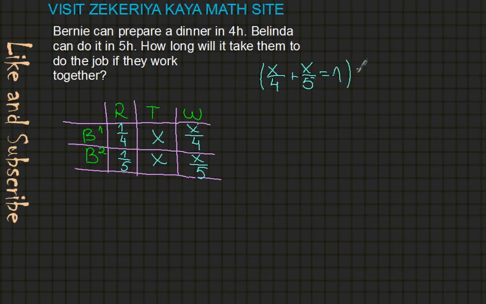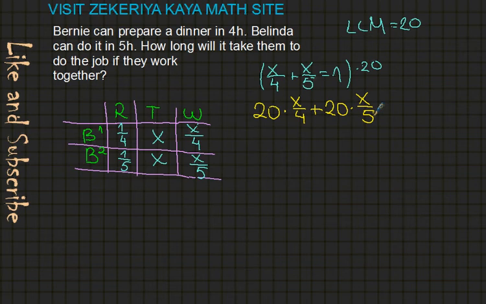So we have 5 and 4 to cancel. We multiply everything by 20. We must multiply everything by the least common multiple, equal to 20. So change the color. It's better. Choose another one. So we must multiply each thing by 20: 20 times x/4 plus 20 times x/5. Then 20 times 1, a single 1.